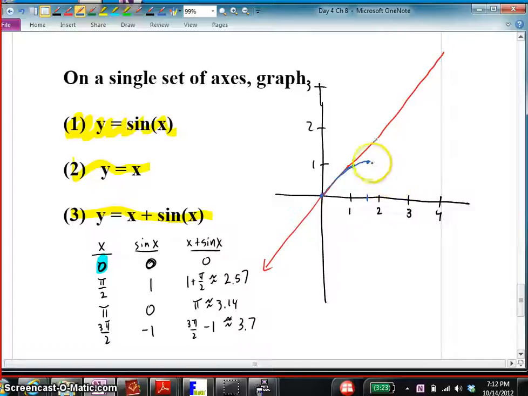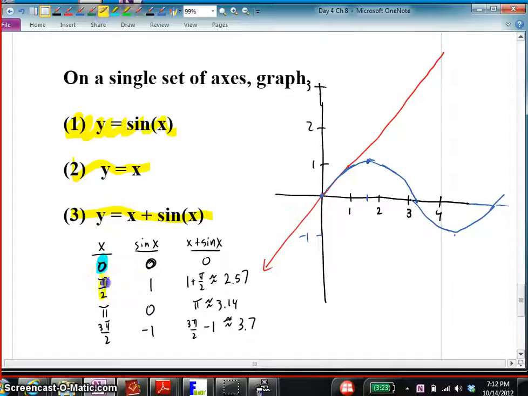At pi, which is 3.14, it's about right, it's back there, and so forth. So this is -1. We're over here somewhere, and so it's kind of hard to graph, but let's try to figure it out. Now, let's look point by point.